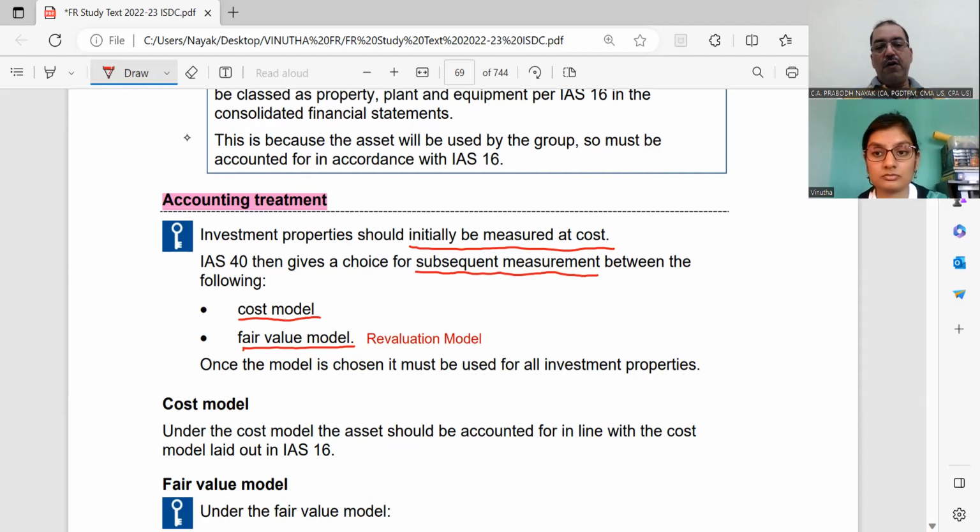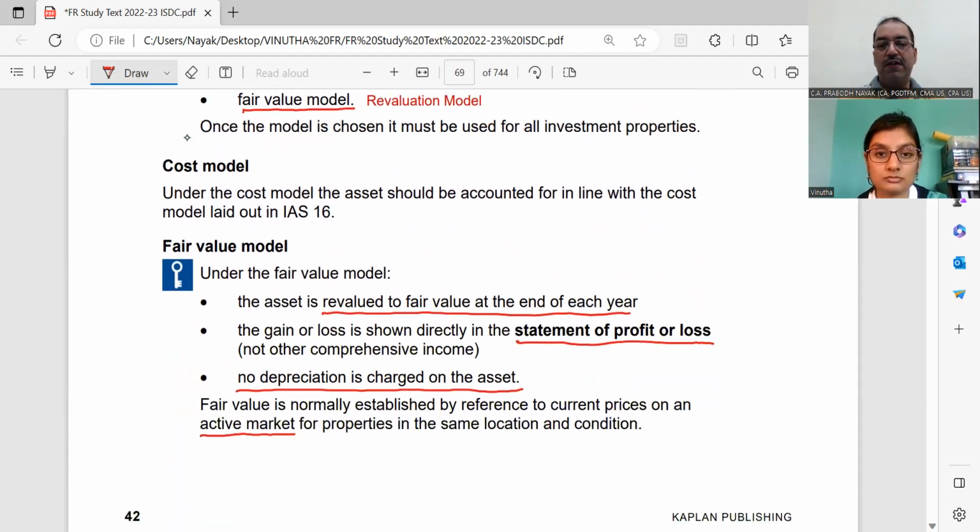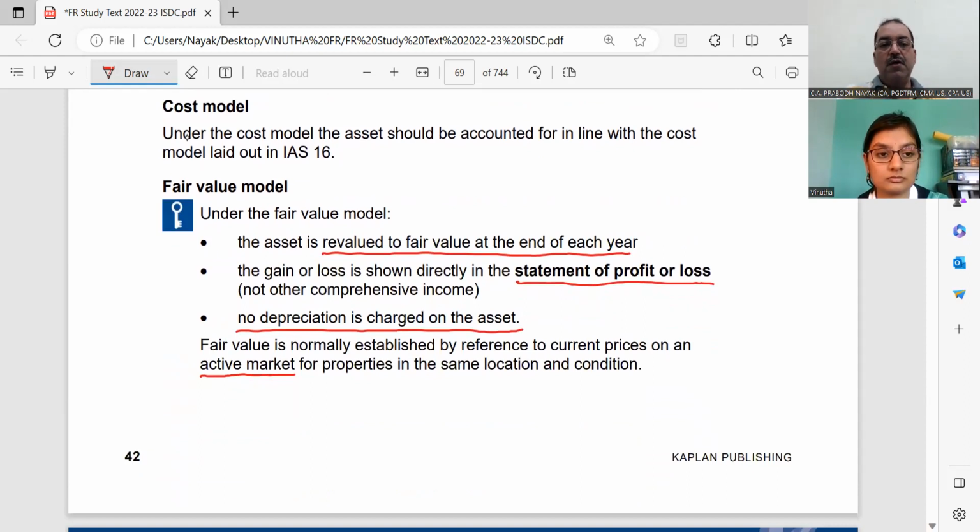Now, if it is cost model, then same thing as per IAS 16, whatever we are going to do, the same thing we are going to do here also. You will take the historical cost minus the accumulated depreciation and will show the carrying amount of the asset. If I'm going as per the fair value model, then there are certain conditions to be met. Number one, that asset will be revalued to fair value at the end of each year. That means each year you have to find out what is the fair value. Fair value is market value. What is the market value at the end of each year, and revalue the property.